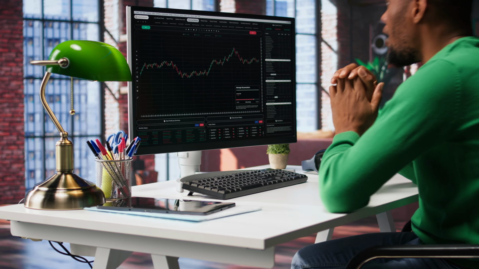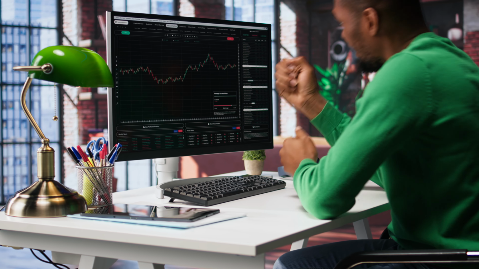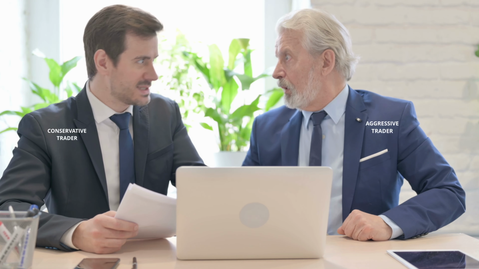Lots of traders lose money not because they had a bad trade idea. It's because they used the wrong order type at the wrong time. Different types of traders use different types of orders. Day traders use different orders than swing traders. Aggressive traders use different orders than conservative traders.